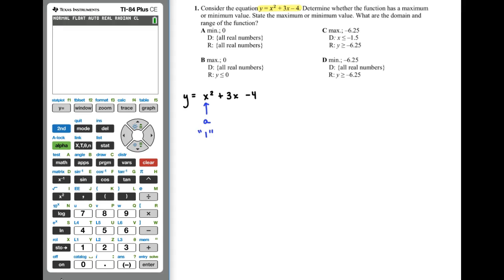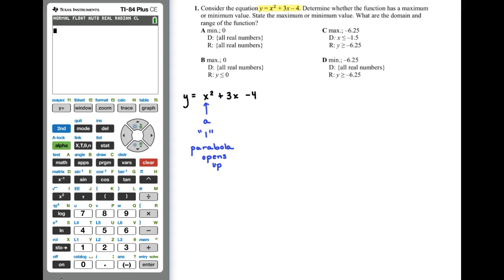This coefficient of 1 tells us a couple of important things. First of all, it does tell us that this parabola opens upwards. It also tells us how wide or how narrow this particular function is. Since the coefficient is 1, we know that this parabola is just as wide as or just as narrow as the parent function x squared.